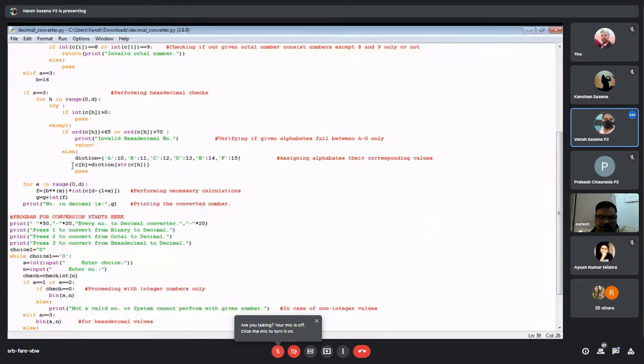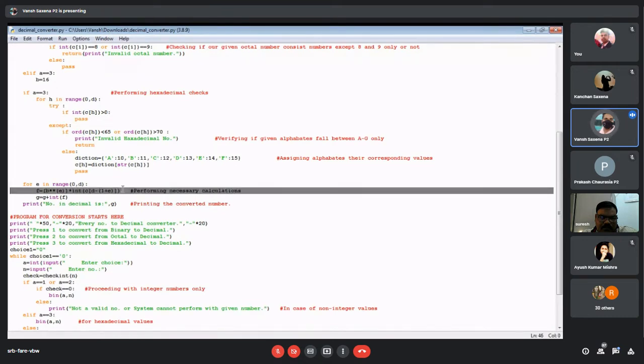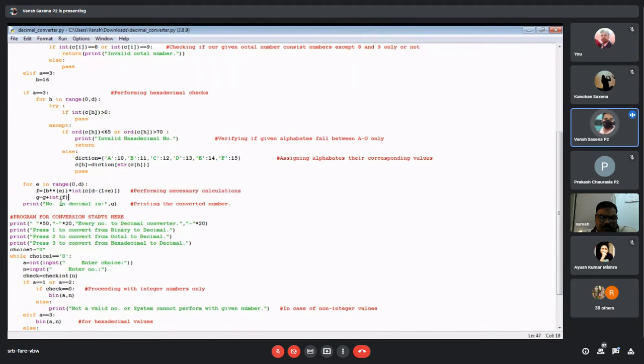Now the most important, the most manipulated calculation, I think, that I have performed here is like this, using this loop. Here I have looped and am performing the necessary calculations, which is the key factor. This is the very important line, the master stroke of this program. Now, at last, after calculating the number, that's G, I am printing the number in decimal.